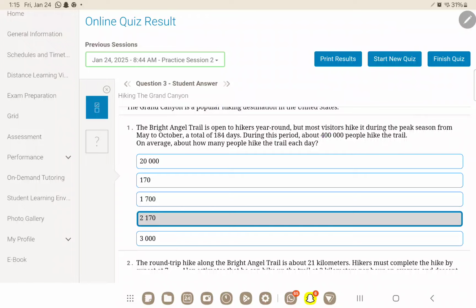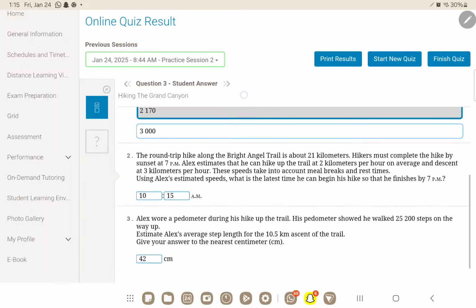So if in 184 days, 400,000 people hike the trail, you need to do 400,000 over the number of days, which is 184. Let me really quick do it on my calculator, you're gonna get 2,174. Here they didn't give you exact numbers, so they just wanted it rounded down. So around 2,170 people on average hike each day. So that's for the first part. Now let's move on to the second.